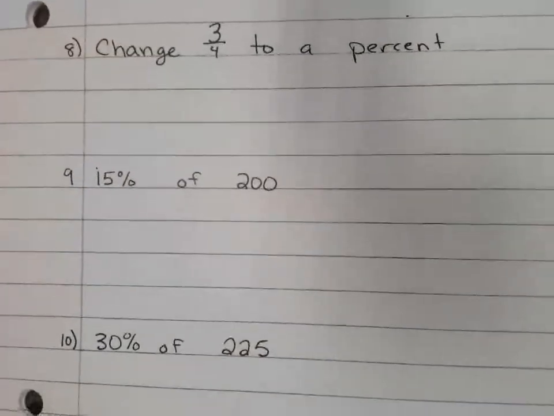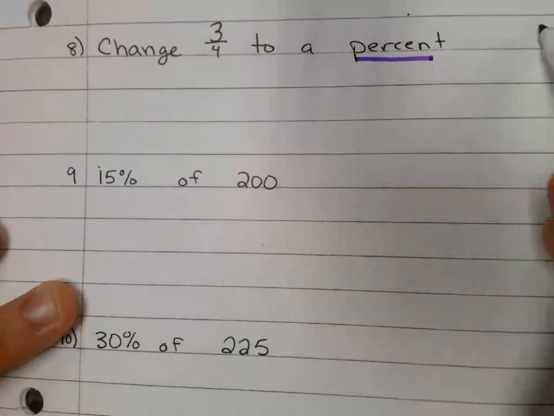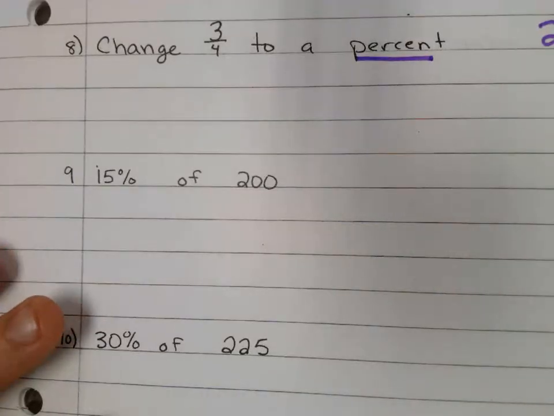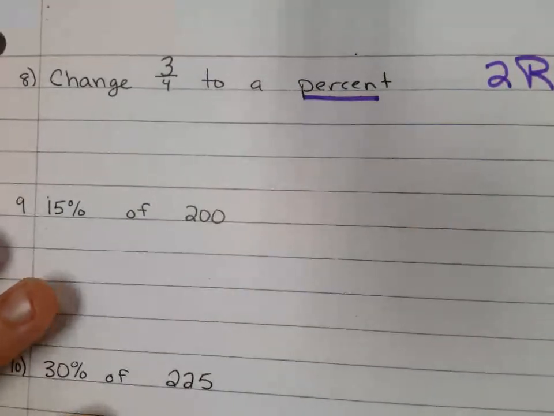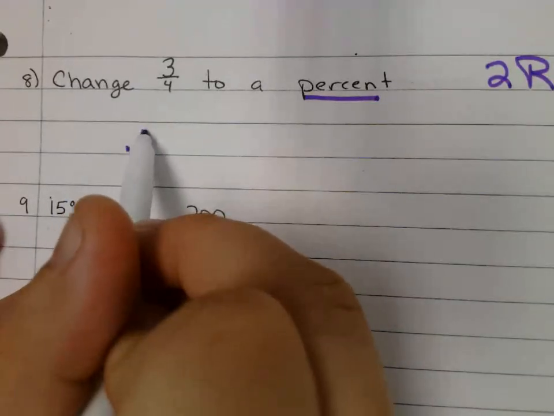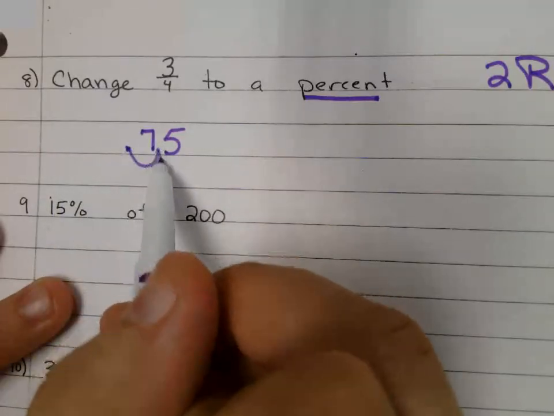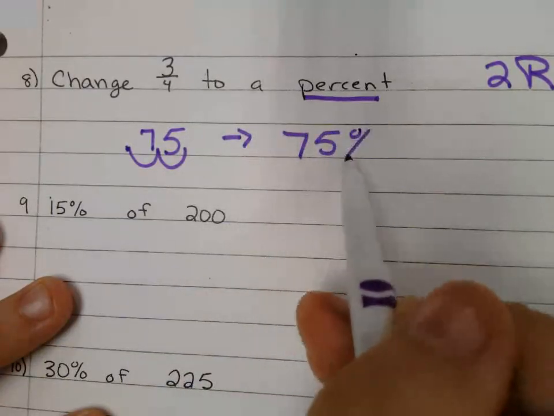On this one, I have to change 3/4 to a percent, which means that in the end, I'm going to have to move 2 to the right. But to start with, I have to change 3/4 to a decimal. We should know what 3/4 is. What is 3/4? 0.75. So I'm going to start with 0.75. And then I'm going to go 1, 2, which is going to make that 75%.